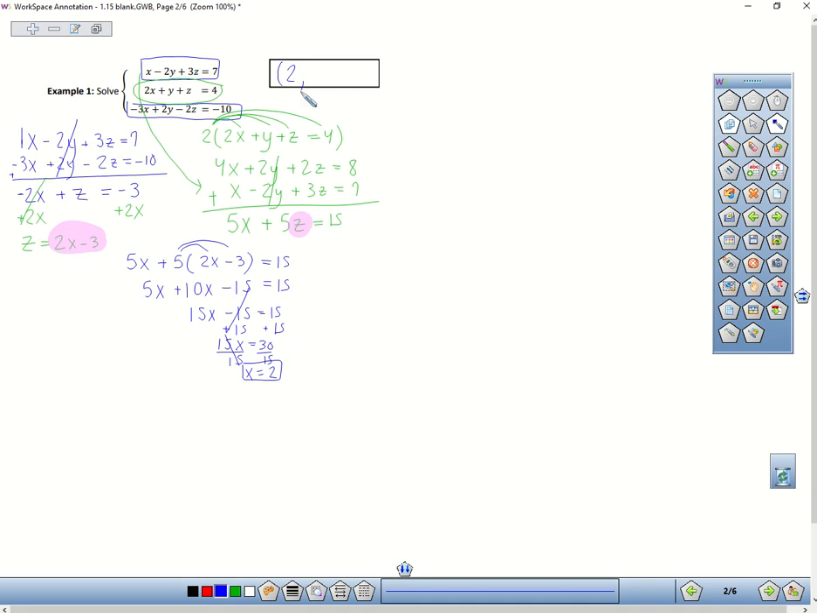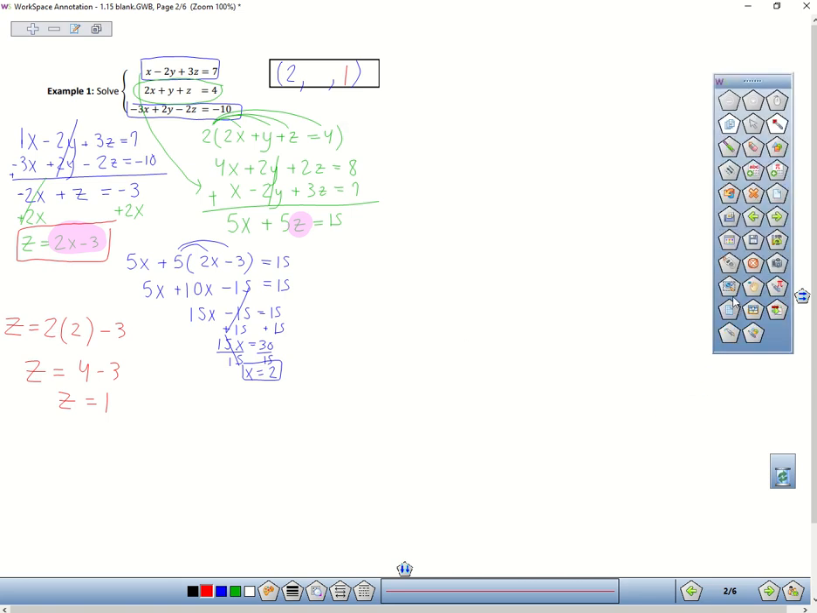So far I know x equals 2, and I have to find z and y as well, right? So does anybody have an easy suggestion to find z? Good, I can use this equation right here, and plug in the 2 for x. That gives me z equals 2 times 2 minus 3, which means z is equal to 4 minus 3. z is equal to 1. So now we found z.